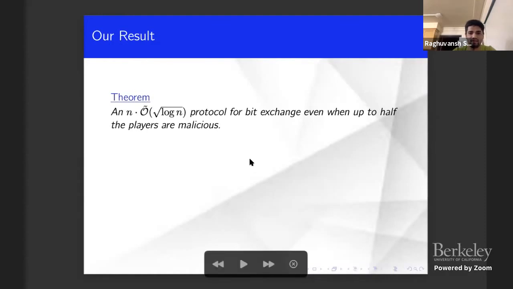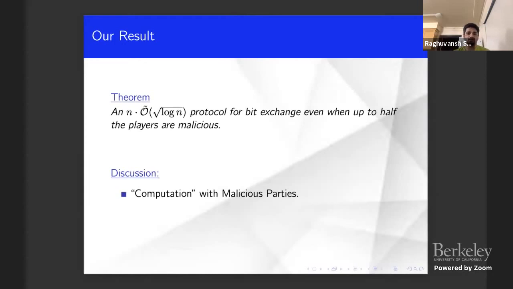But let me now spend a little bit of time on saying what exactly it means to compute something in the presence of malicious players. Usually, when you say computation on the broadcast channel, you want all the parties to output the input bits of all the other parties. But this is not possible, for two reasons. One, some parties are malicious, so they will never output the input bits of all the other parties. Even if they perform the protocol correctly, even if they behave like good parties, at the end, they may just decide to output something random, and then you're doomed.